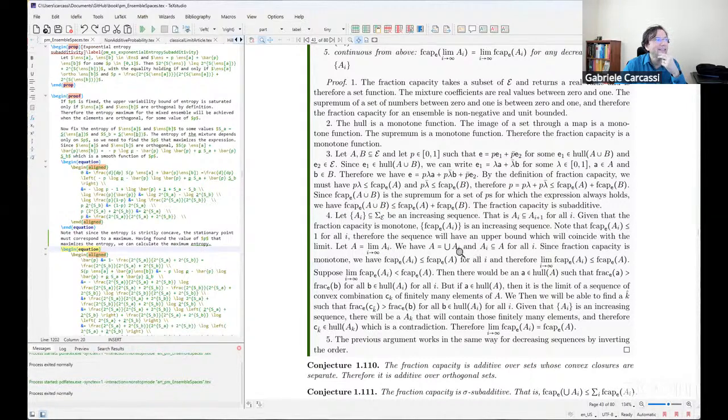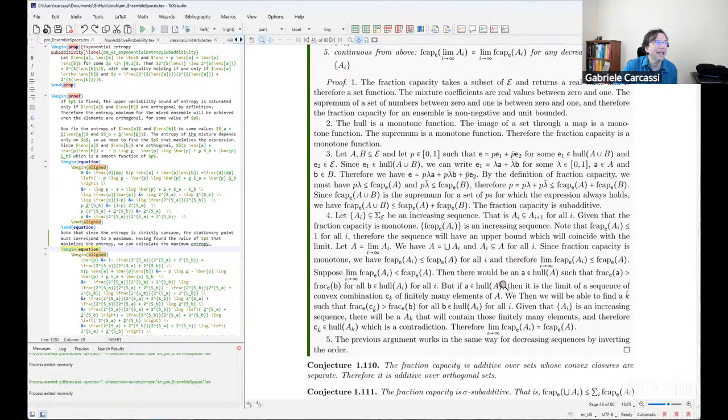And since A_i is an increasing sequence, A is the union of all the A_i. And any A_i is a subset of A for all i. Since the fraction capacity is monotone, the fraction capacity of any A_i has to be less or equal to the fraction capacity of A for all i, because each A_i is a subset of A. And therefore, the limit of the fraction capacity of A_i must be less or equal to the fraction capacity of A. Now suppose that the limit of the fraction capacity of A_i is strictly less than the fraction capacity of A.